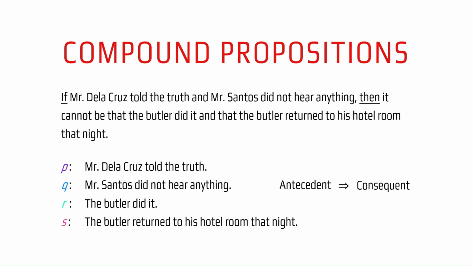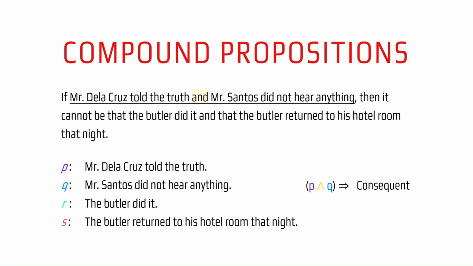Let me give you a hint. The antecedent in an implication is always after the word if and comes before the word then. Hence, our antecedent will be Mr. De La Cruz told the truth and Mr. Santos did not hear anything. The antecedent here uses the word and that connects our two propositional statements, P and Q. Thus, there will be a propositional connective between P and Q. And the symbol for conjunction shown below is used.